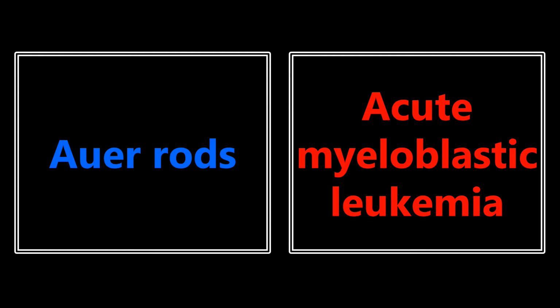The first buzzword is going to be Auer rods, and if you see this, I want you to associate it with acute myeloblastic leukemia. I know Auer rods can be associated with a couple of different cancers, but the main one, when you see Auer rods, you want to think AML.